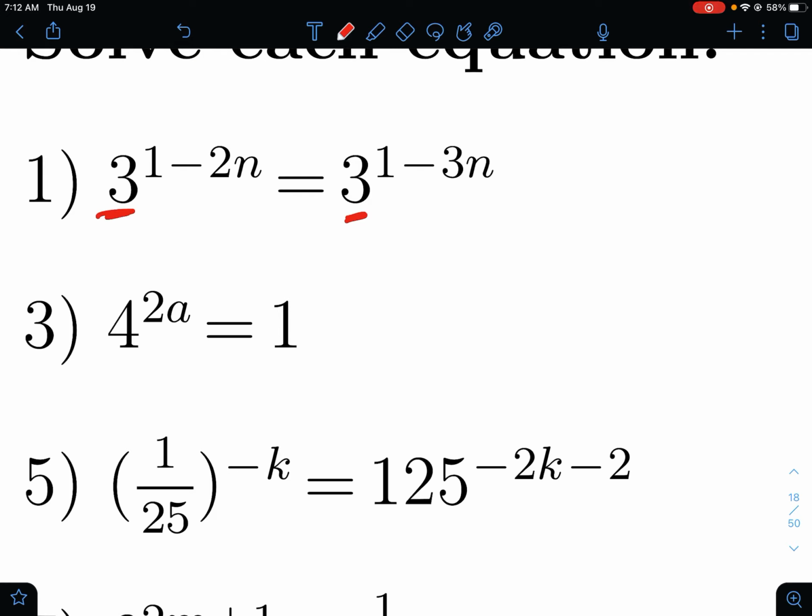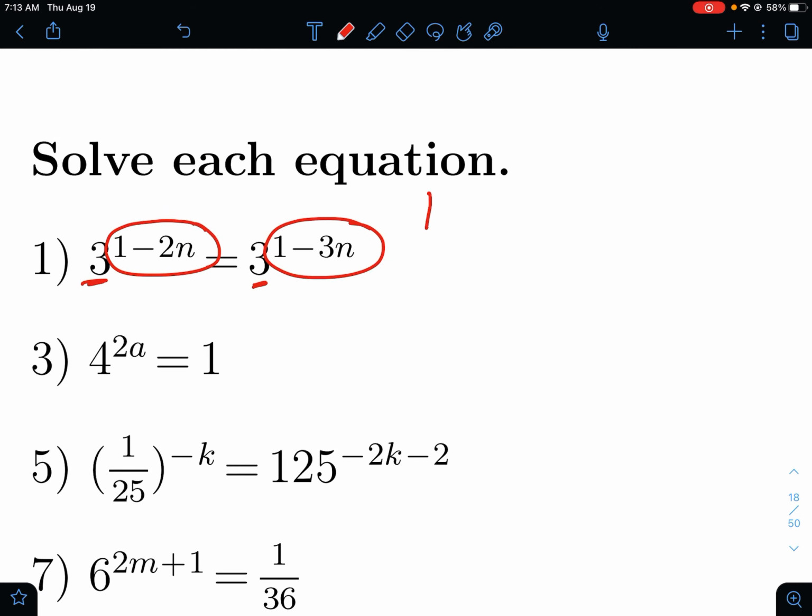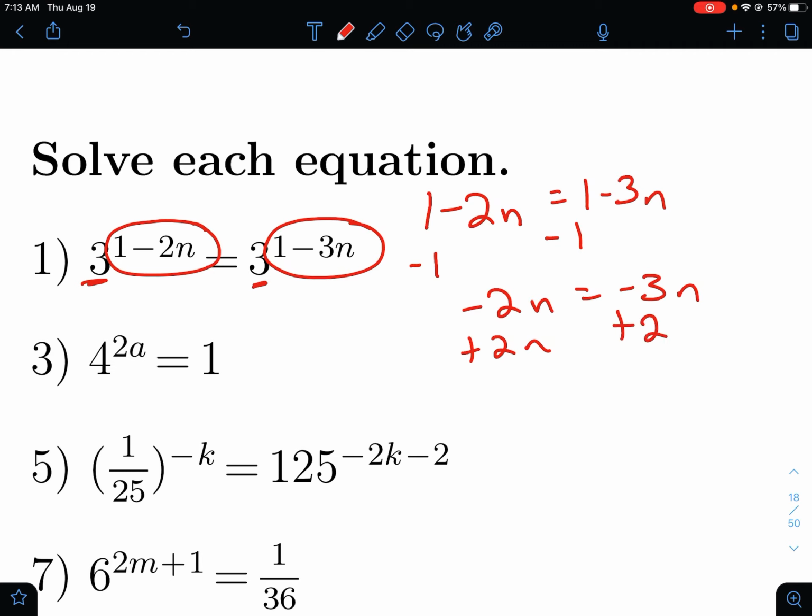So the base is the big number on the bottom. In this case, they already have the same base, so all I have to do is set these exponents equal to each other to solve. So I would just do 1 minus 2n equals 1 minus 3n. All right, I'm going to do minus 1 minus 1. Get negative 2n equals negative 3n, plus 2n. I get 0 equals negative n, so n equals 0.